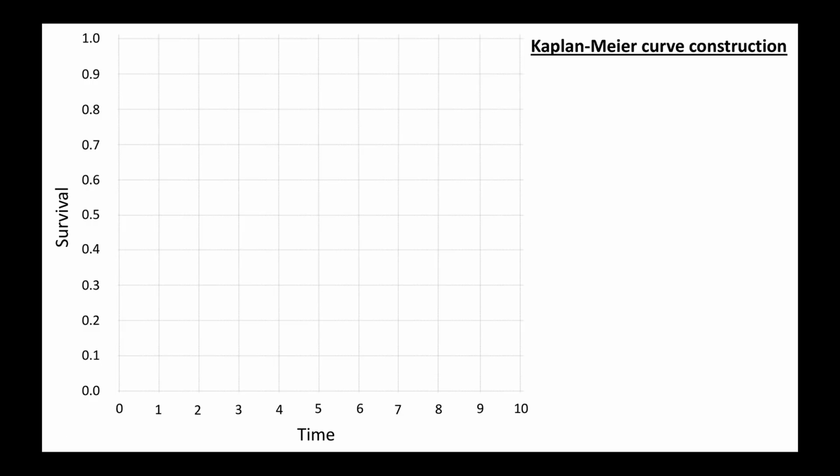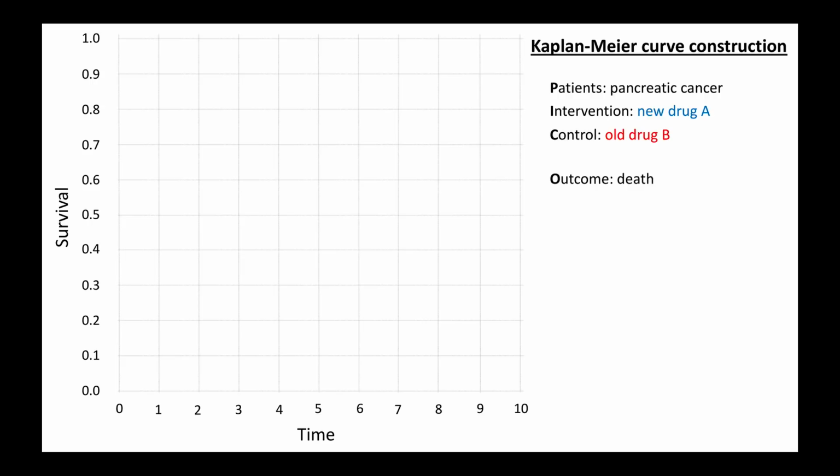Let's start off with the axes. On the y-axis is the survival for survival analysis, but it could be any event. And this is 0% survival all the way up to 100% survival. And on the x-axis is time, typically in days, months, or years. And in our example, our axis is in years. So in our example, we have, in patients with a history of pancreatic cancer, does a new drug, drug A, decrease mortality or increase survival compared to an old drug B?